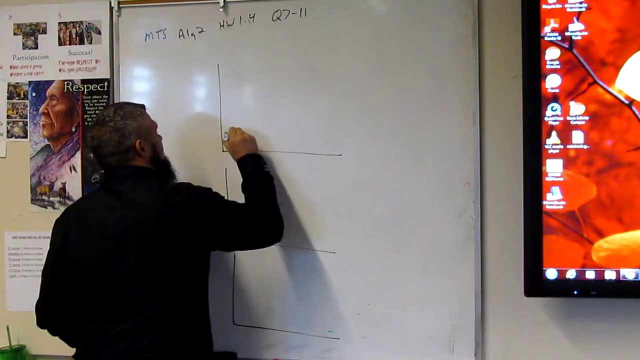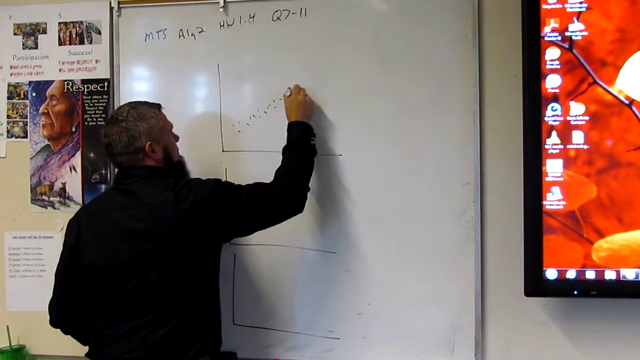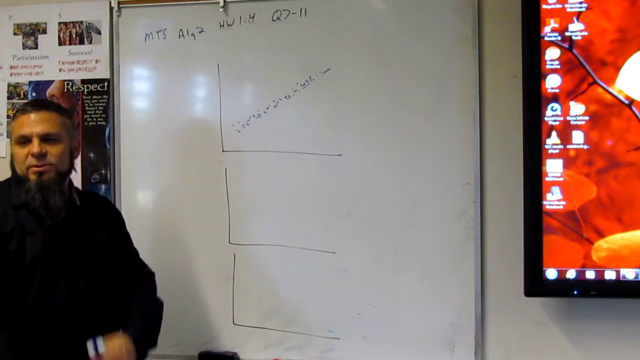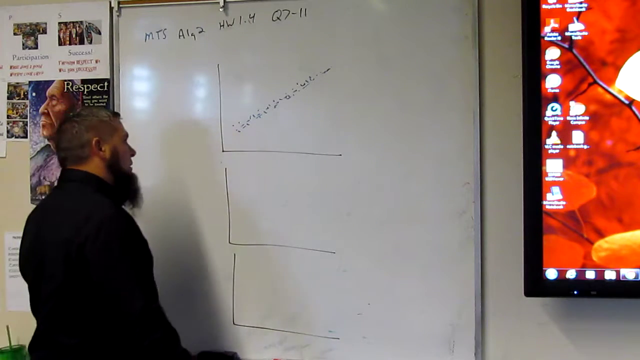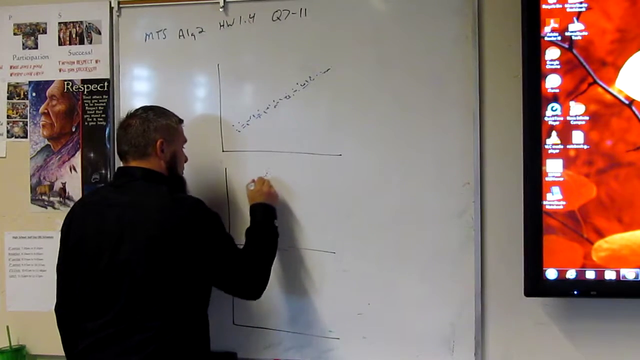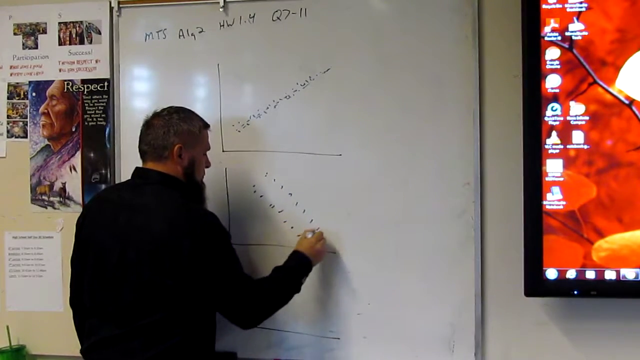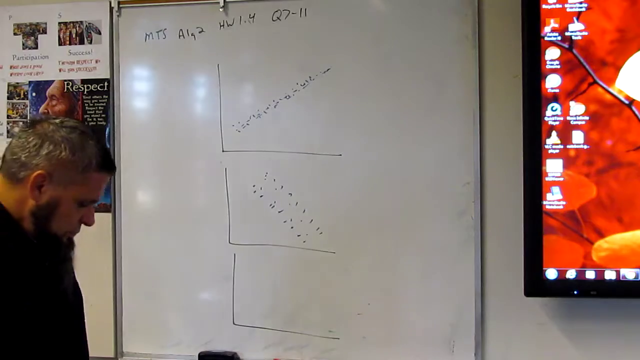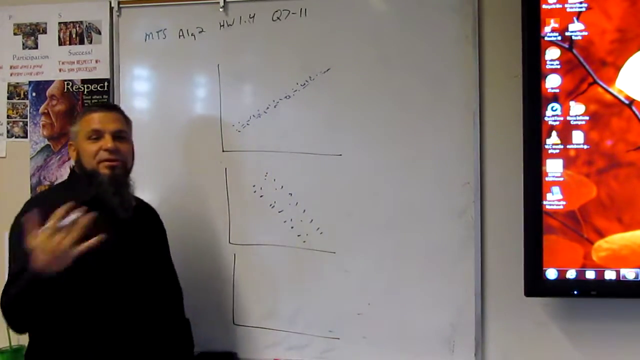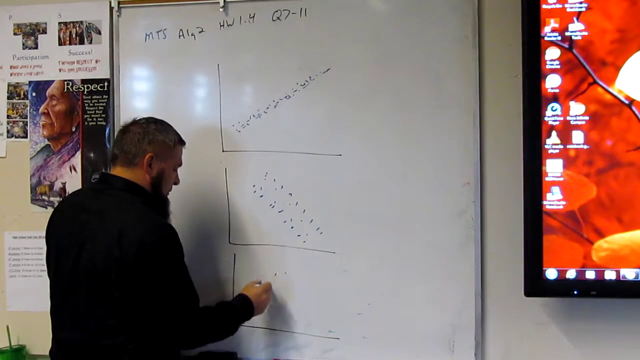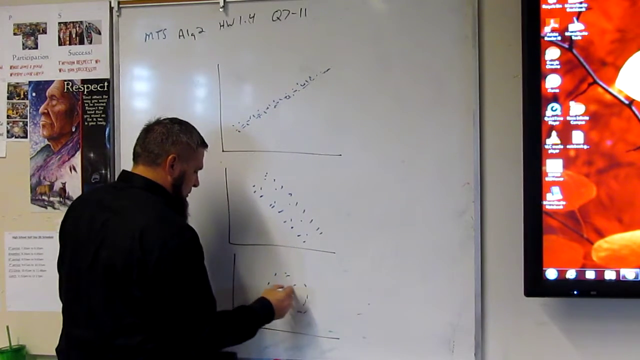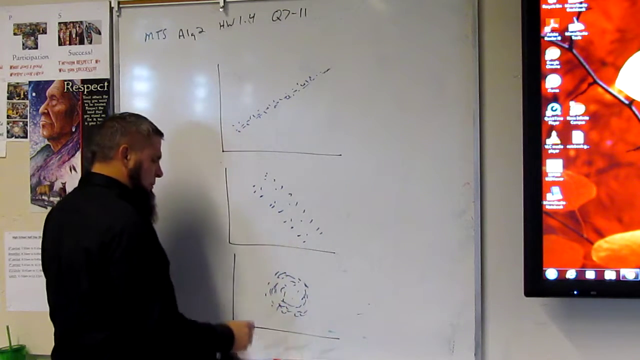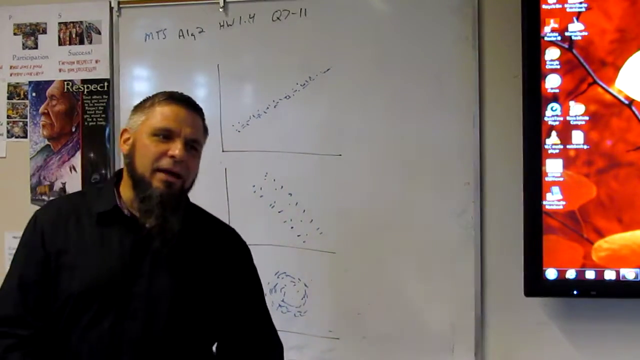One. There's one type of graph or scatter plot. Here's another type. And then here's another type.